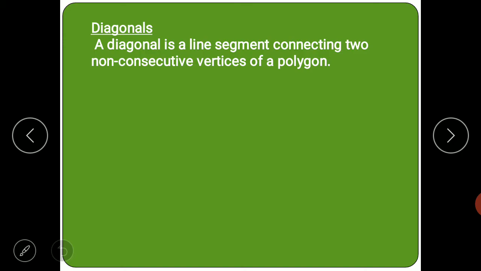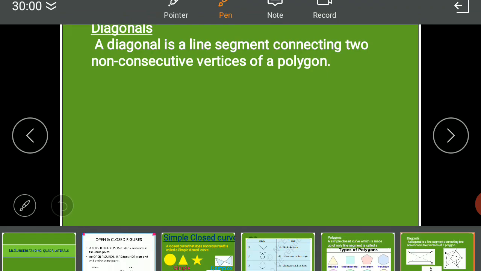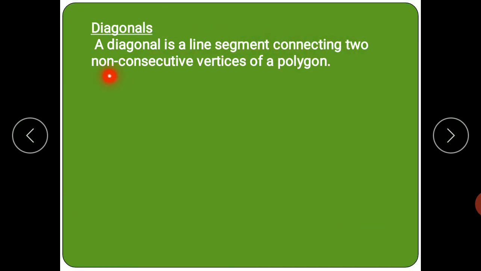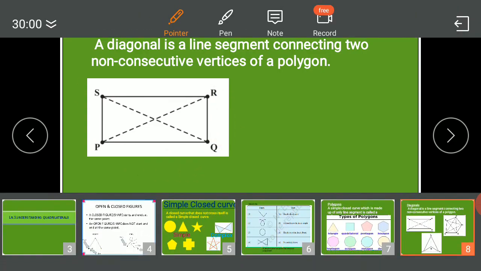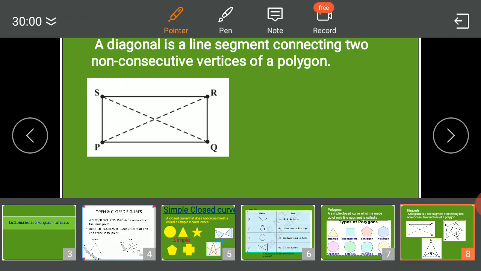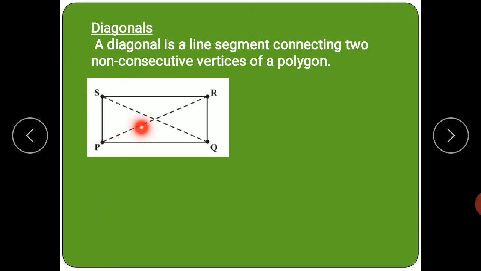Diagonals. A diagonal is a line segment connecting two non-consecutive vertices of a polygon. See, this is a polygon, a four-sided polygon, because there are four sides, and the vertices are P, Q, R and S. Diagonals are these dotted lines. Consecutive means what? Continuous, very next. So consecutive means very next.